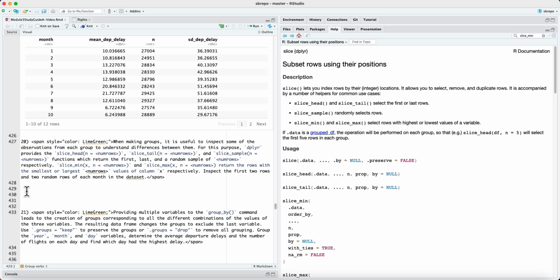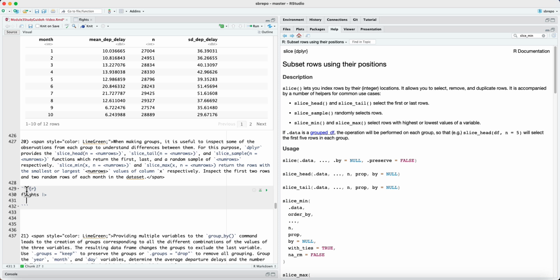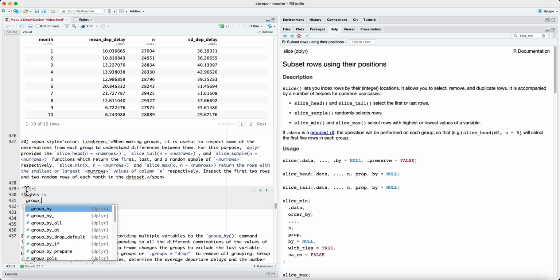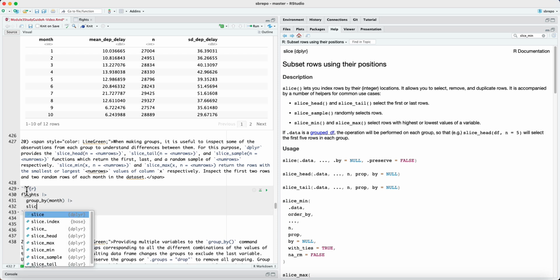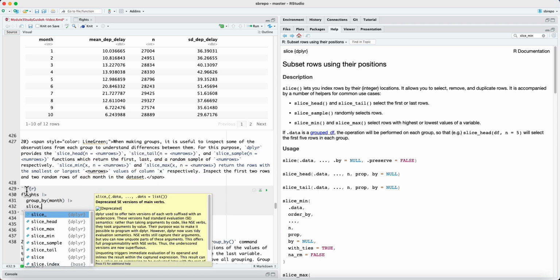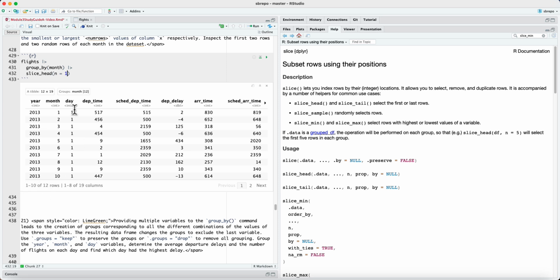So let's try these functions out. Let's take flights and we will group by month as before. And now if we use slice_head with n equals 1, which is actually the default value, we get 12 rows, which means it's giving us, for each group, of which there are 12, one for each month, the first row of each group, which is basically the first flight that happens to occur in that month. You can see it's always the first of the month.